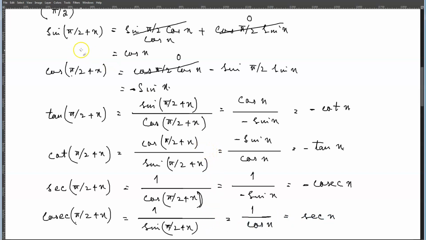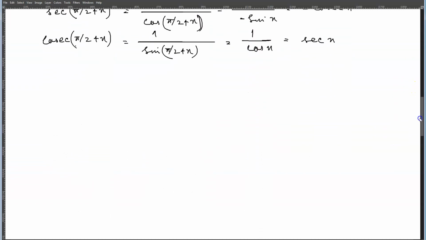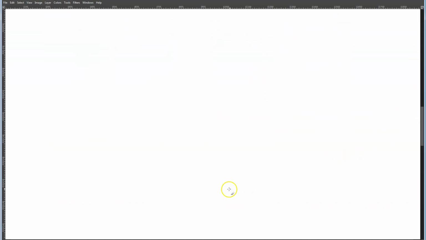So that is all the angles that you will need. That is all the identities in terms of pi by 2 that you are going to need for all the 6 trigonometric ratios. Now the next angle that we will cover is pi minus x.